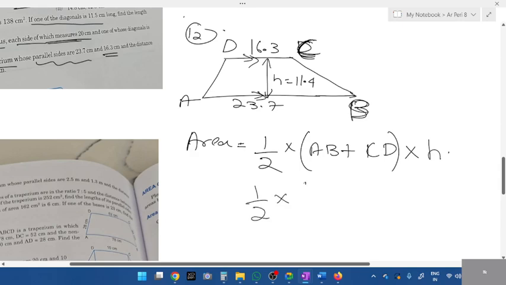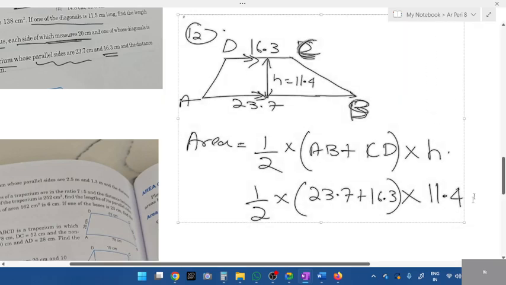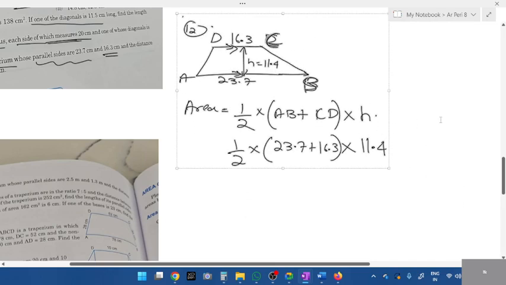Half into, what is the sum of the parallel lines, students? 23.7 plus 16.3, multiplied by, what is the H value? H is equal to 11.4. Complete this. Just write, try to do it. If you want, I'll teach the calculation part. So when a trapezium is given, draw a trapezium, you'll have an idea. In a trapezium only two lines are parallel, the diagram will be like that.